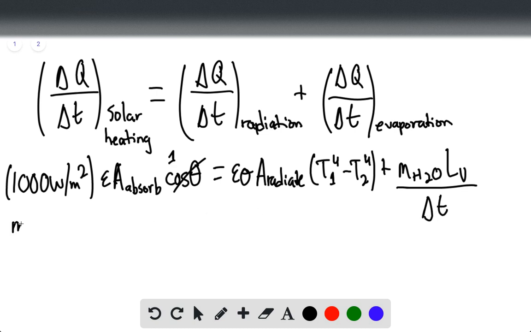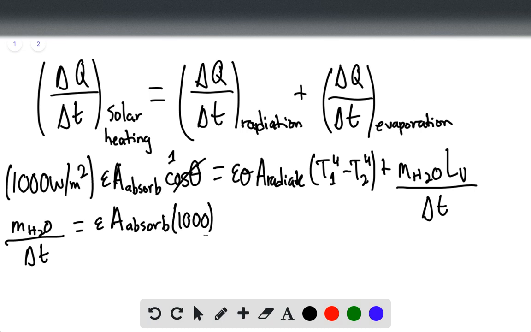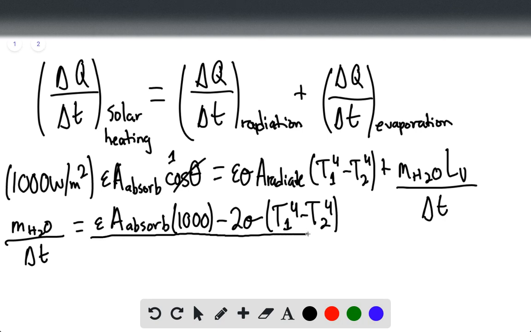So we can say that the mass of water per delta T is simply going to be equal to epsilon A absorb, 1,000 minus 2 sigma T sub 1 to the 4th minus T sub 2 to the 4th, all over the latent heat of vaporization. So now we can get a new workbook and solve.